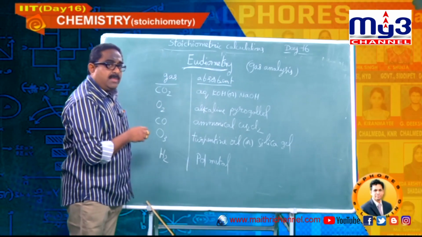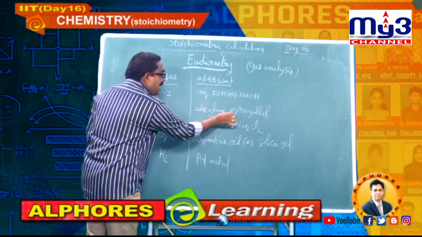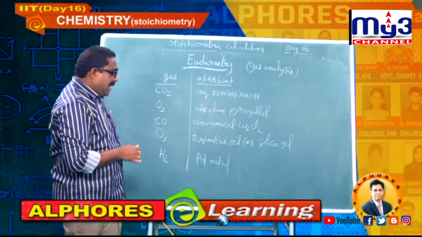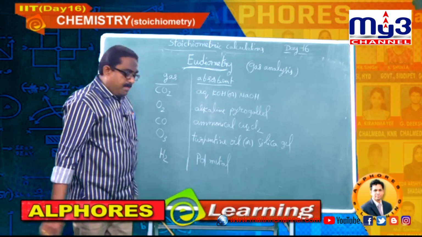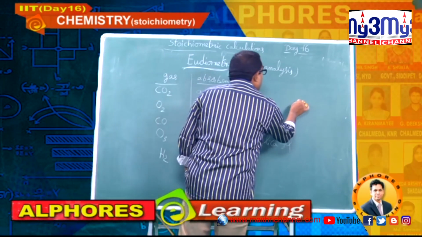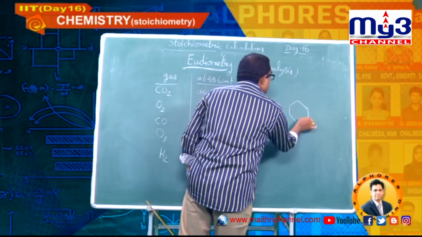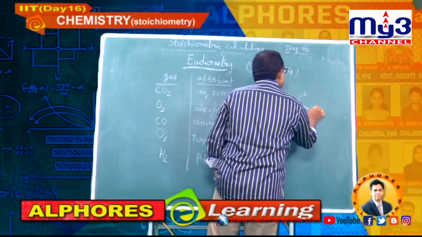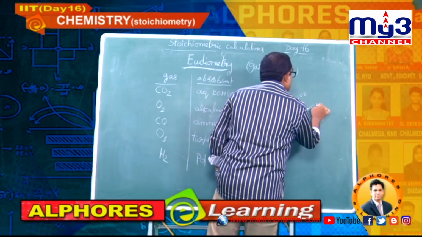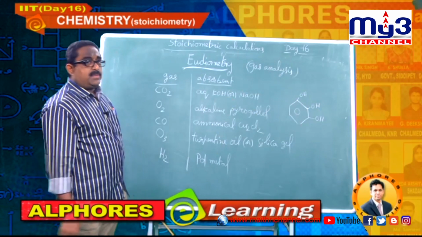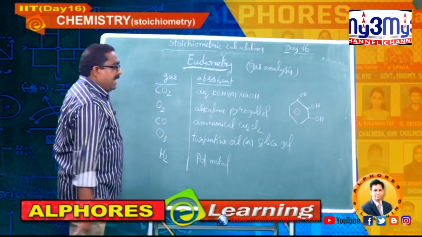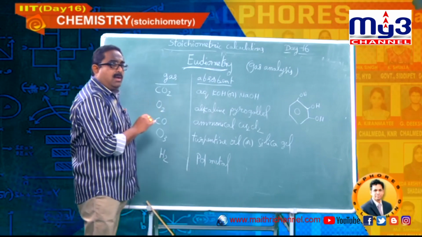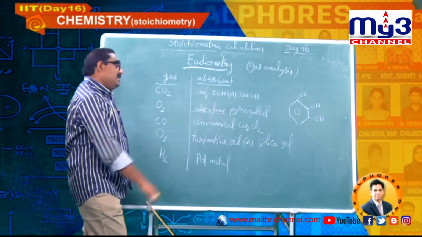Oxygen gas is usually absorbed by alkaline pyrogallol. Alkaline pyrogallol, it is a chemical. Alkaline means basic. Pyrogallol means, if you need the data, I will write it down. On a benzene ring, 3 OH groups continuously, so you can also call it 1,2,3 trihydroxy benzene. That is called pyrogallol in the basic condition.